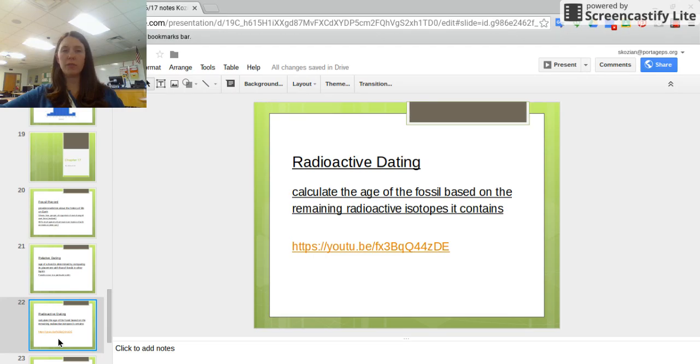So all organisms have carbon-14 in them. It's an isotope of carbon where you've got 14 particles in the nucleus. Every living thing on the planet has it in them.